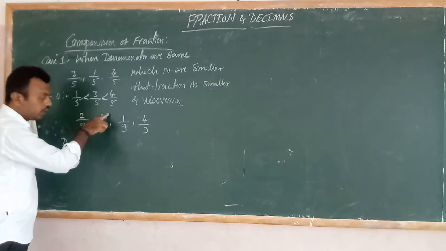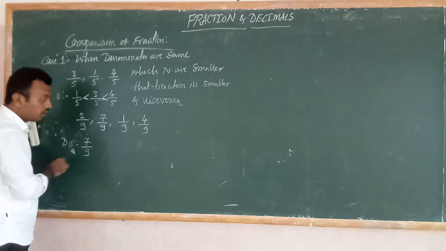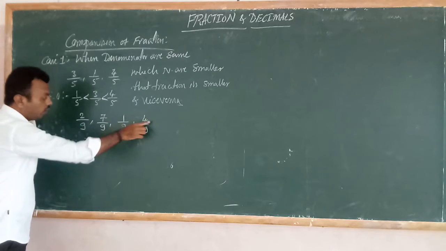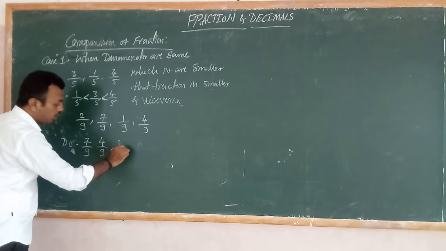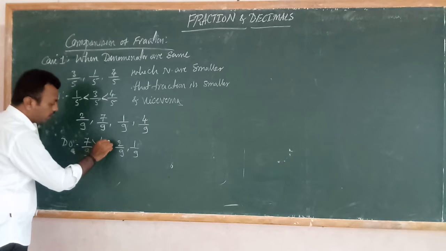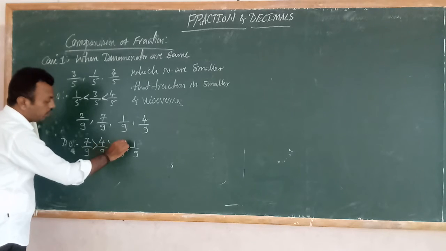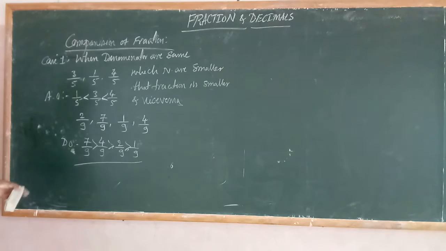7 is the bigger numerator, therefore 7 by 9 is the bigger fraction. Afterwards, 4 by 9. Afterwards, 2 by 9. Afterwards, 1 by 9. 7 by 9 is greater than 4 by 9, 4 by 9 is greater than 2 by 9, 2 by 9 is greater than 1 by 9. So like this, we have to compare the fractions.